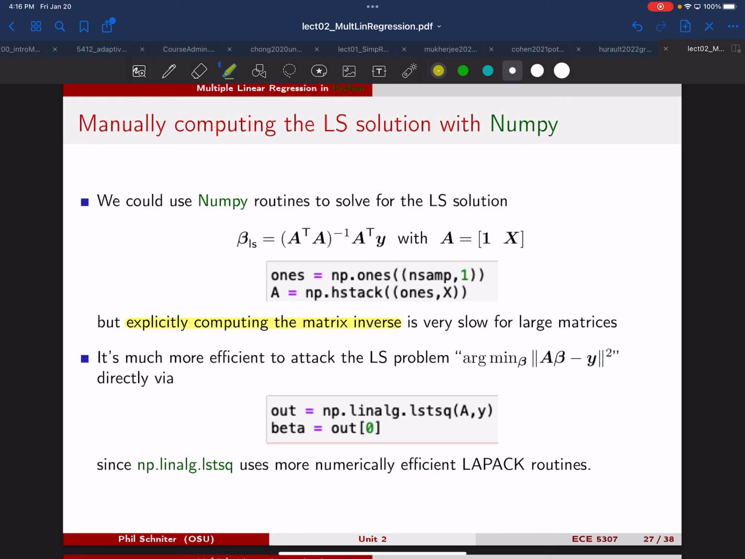This is because computationally, to compute a matrix inverse, the cost is approximately cubic in the dimensions of the matrix. Whereas if we do this a smart way, the computational cost will be quadratic. And that smart way is to attack this least squares problem directly using some numerical linear algebra routines, which are from this LAPACK library. And in particular, we want to use this least squares, lstsq, command, which will run an algorithm that's more efficient than this to solve this problem.